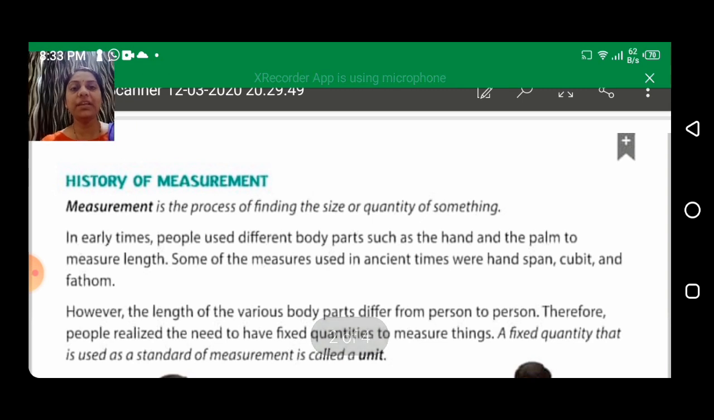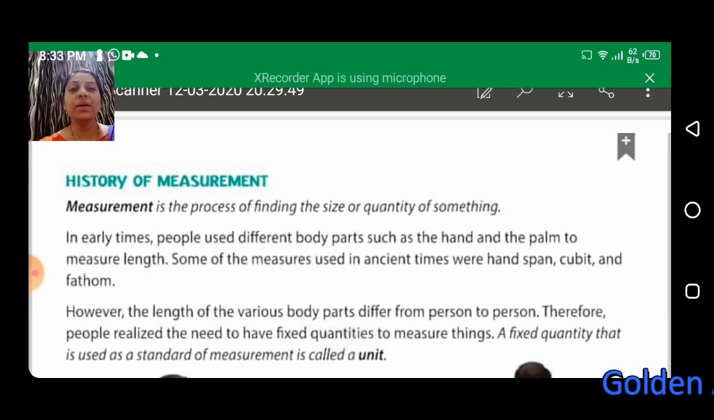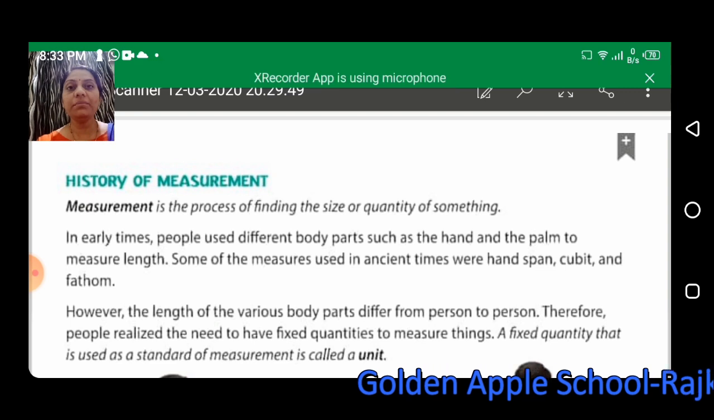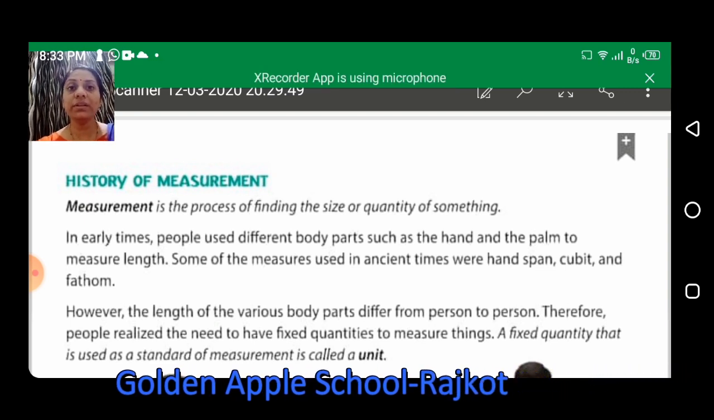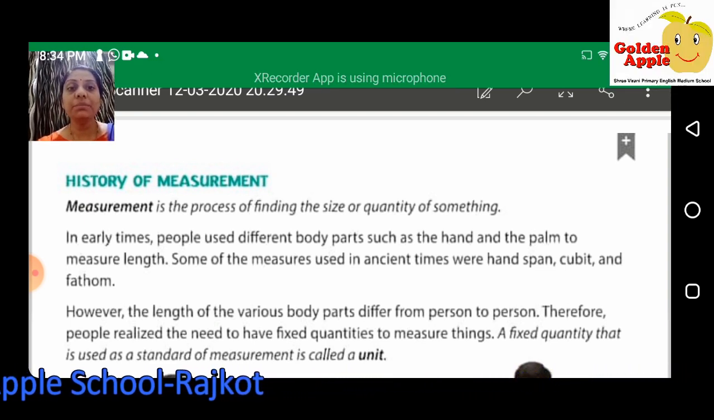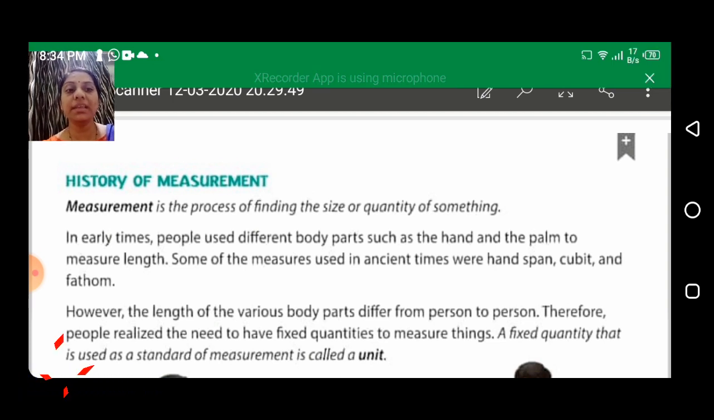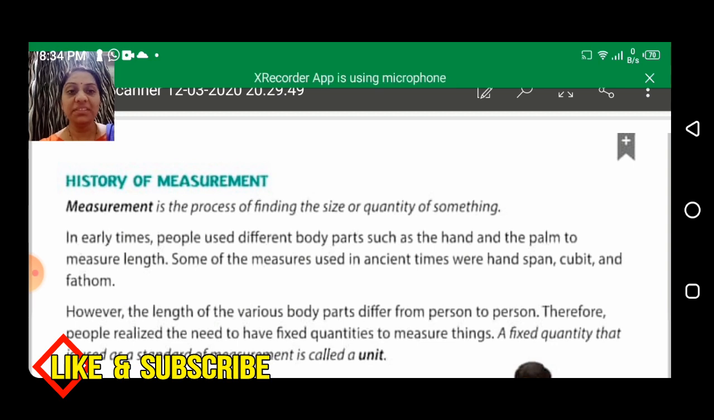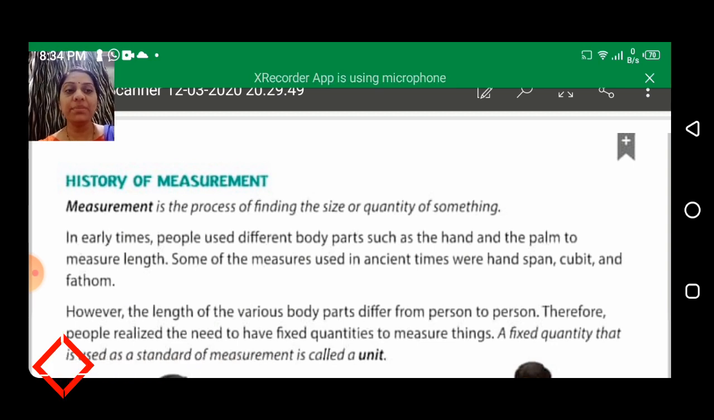Now, history of measurement. When the perfect measurement unit was not there, at that time people used their body parts to measure things, such as hand and palm to measure length, and some of the measures used in ancient times were handspan, cubit and fathom. So you have to remember this: handspan, cubit and fathom.